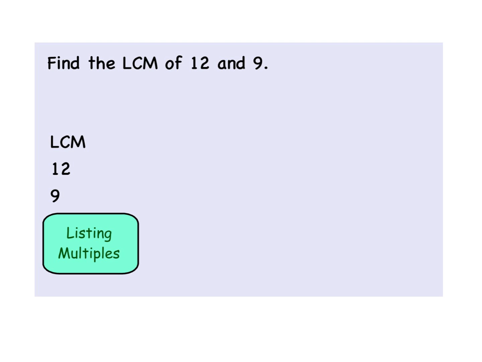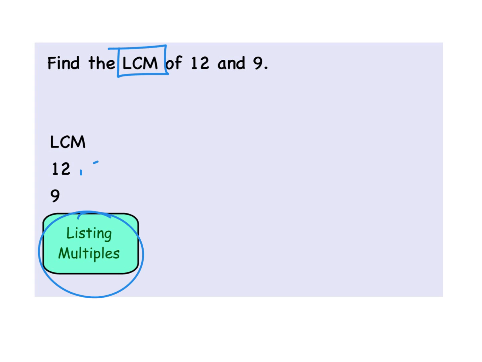There's a few different ways to find the least common multiple of two numbers. LCM is the abbreviation for least common multiple. So one of them is listing out the multiples of the two numbers. So if we want to find the LCM of 12 and 9, we're going to list out, and we're just going to go on and on with 12 and 9.